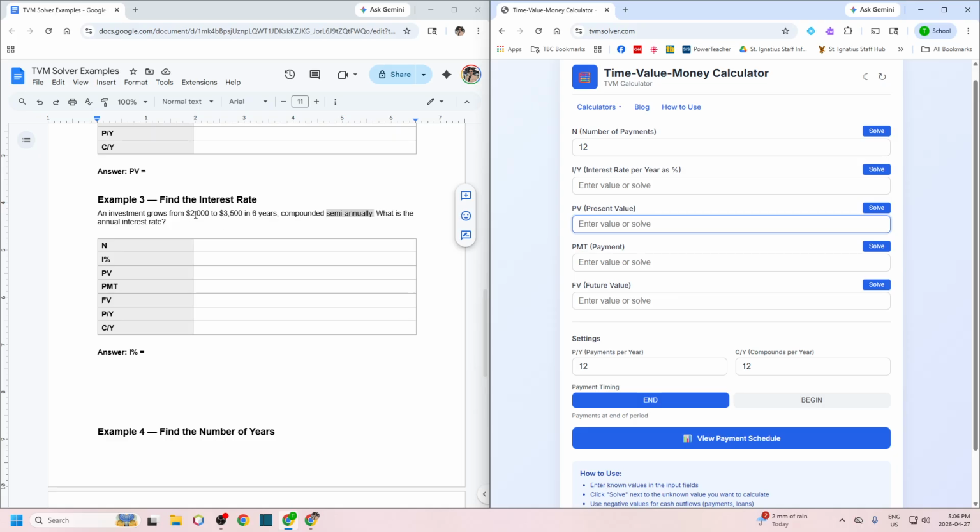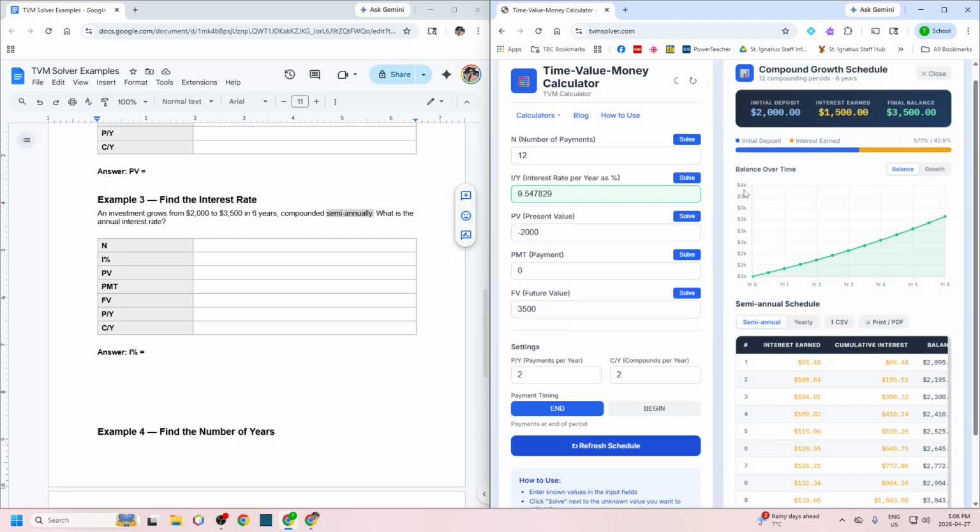The present value though. So I need to start with a $2,000 investment, and I'm going to cash out 3,500. So this is actually going to be minus 2,000 right here. And the final value, what I'm going to get back is positive 3,500. And it says nothing about payments, so we're going to leave that as a 0. And then the interest is going to be semi-annual, so for both of these, put 2 and 2. And we're going to solve this. And that's going to be the answer right there. So the interest rate that I must have earned that satisfies this question is basically 9.5% interest.